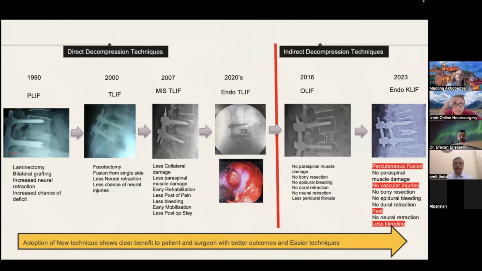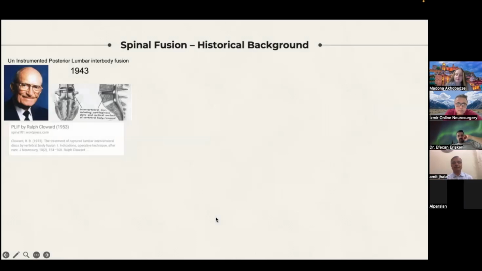But one thing is very common: whatever the new technique which is developed, it shows a clear benefit to the patient and the surgeon. For the patient, it is important to get a better outcome. And for the surgeon, the techniques become more and more easier. I know that once we were doing PLIF, it took about 7 to 8 hours. And now you can do an endo-CaLIF within 30 minutes of time. So there is a lot of difference. Even the techniques have become very much easier than what it was when we started.